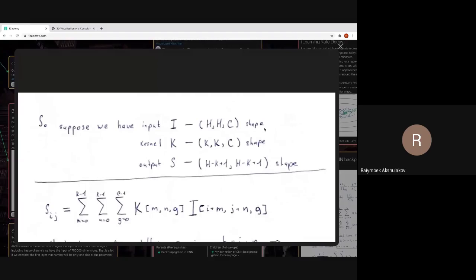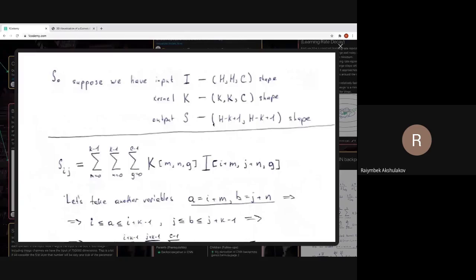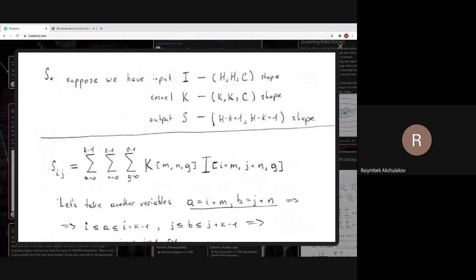For simplicity, let's forget about the bias. Also take the square input and the square kernel. The input has shape H×H×C, the kernel has shape K×K×C. Because we are using no padding and no stride, the output is H minus K plus 1 by H minus K plus 1. Now consider the previous formula, which we can use now.